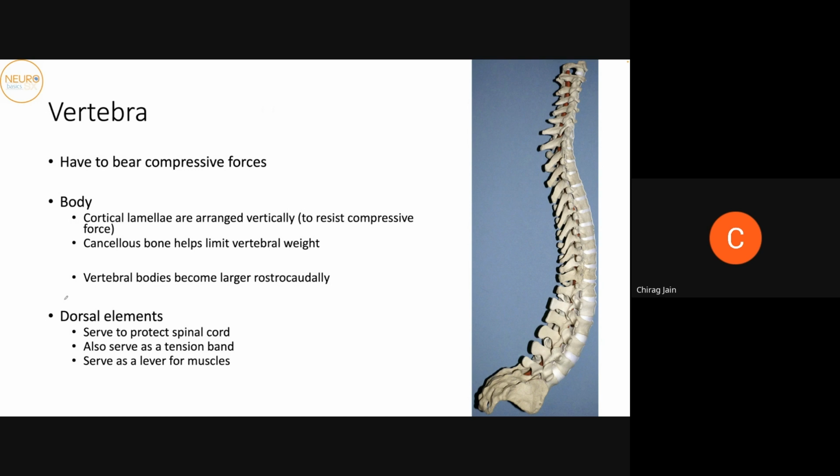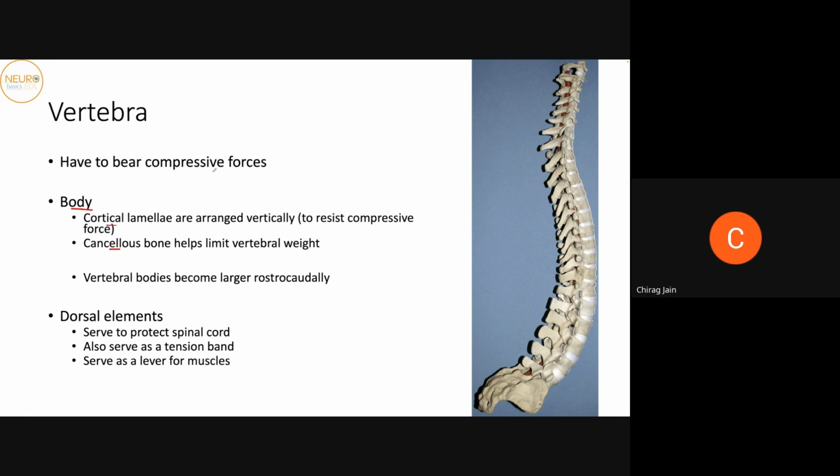So the vertebrae themselves are the most important component of the spine. They have to bear the entirety of the compressive forces and maintain the spinal strength. They have two important components, the body and the dorsal elements. The body is made up of both cortical bone as well as cancellous bone. The dorsal elements are predominantly made of cortical bone, right? So the body has to sustain most of the compressive force. The dorsal elements don't really provide any load-bearing function.